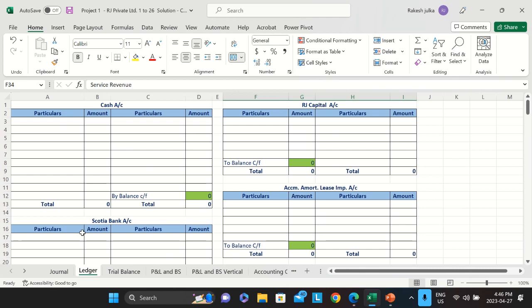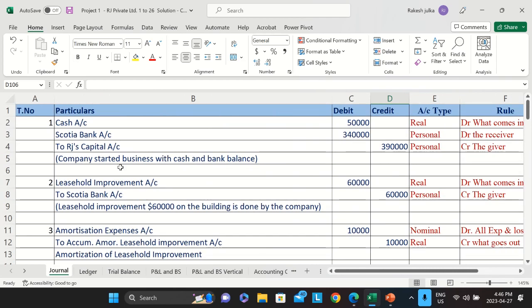Okay, so now the first transaction here is cash account debit to Scotia, cash account debit to RJ Capital. So how to do this one? This is very, very important. Some of the students may get confused in this. How to put the particulars, how to put the detail, where to put the detail? Very simple rule. I'm just going to explain the first one, and for the rest of the 26, I will repeat the same thing again and again.